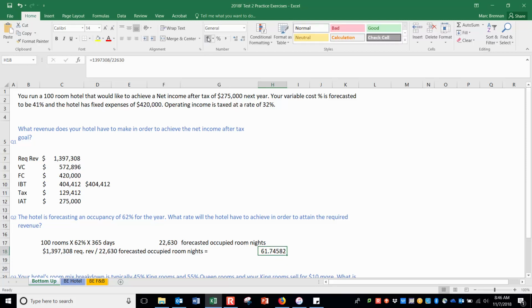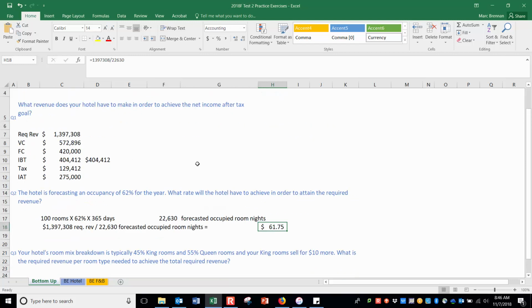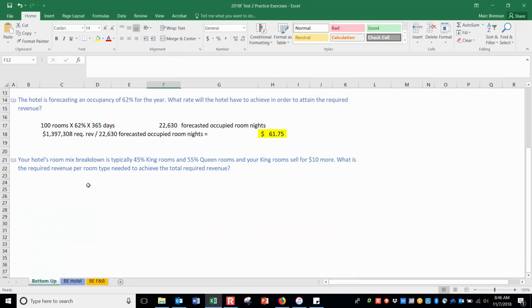And then if I change that into dollars, I need a rate of $61.75 if I'm going to sell 62% of these rooms for the whole year. And if I do that, then I'm going to achieve my required revenue that will then help me achieve my net income goal. Okay? So that would be what I was looking for here. That was the answer that I was needing right there.